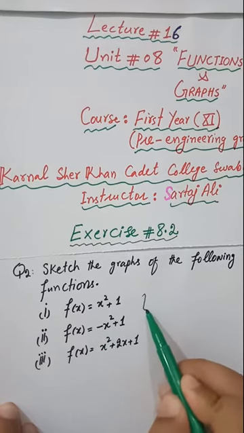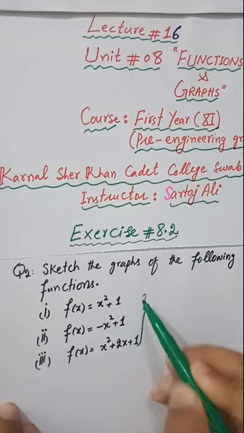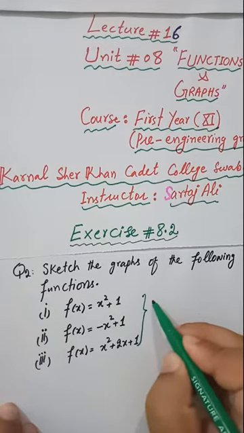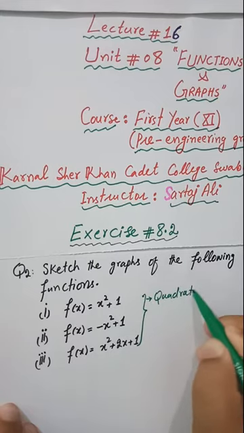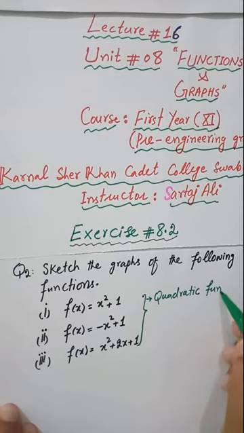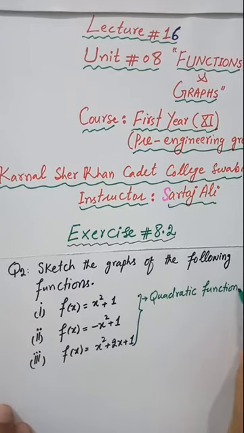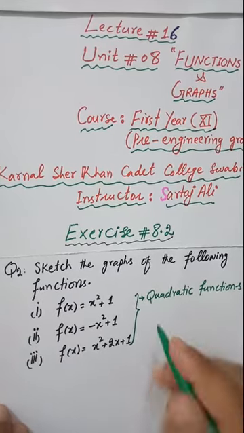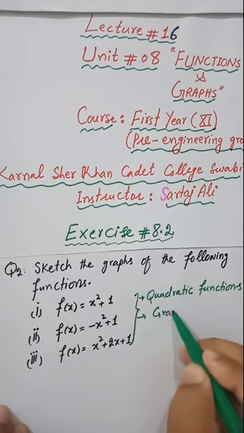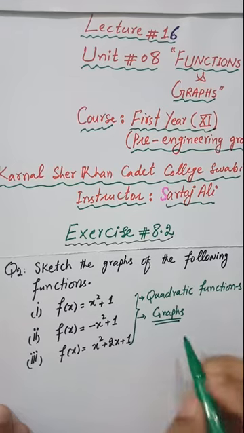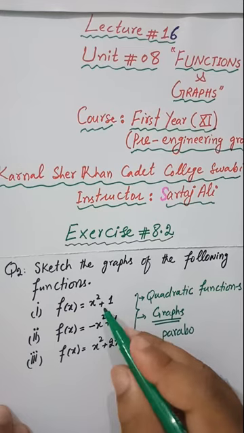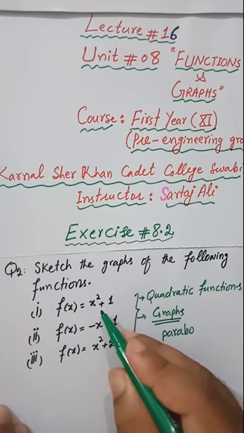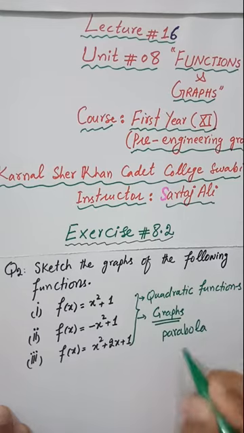All these three functions are quadratic functions, and we know from the theory that the graphs of quadratic functions are parabolas. So they are quadratic functions and their graphs will always be parabola. Each of them must have a parabolic curve for their graphical representation. So parabola is the graph.